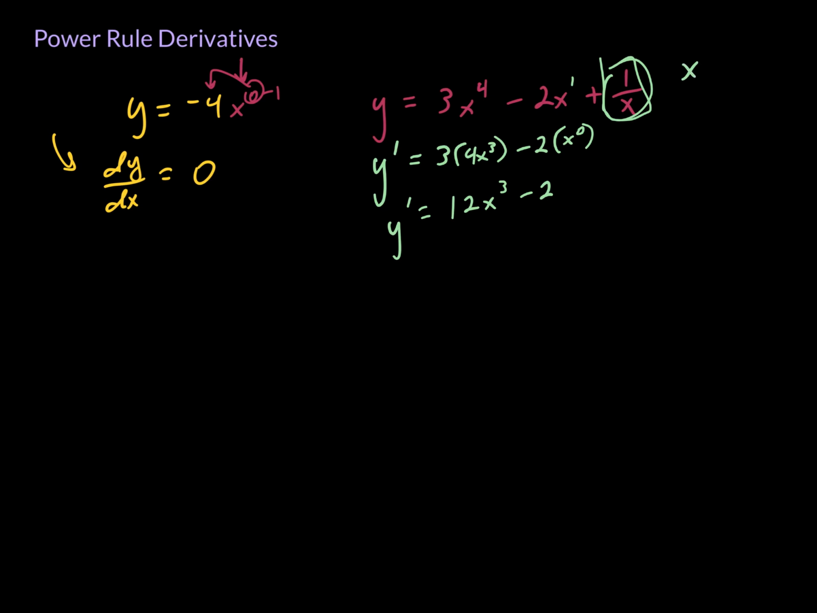Do you know that 1 over x is equivalent to x to the -1? You need to know that. If you have 1 over x to the third, that is equivalent to x to the -3. Okay, so please be mindful of that. So if that's the case, I could rewrite this term as x to the -1.